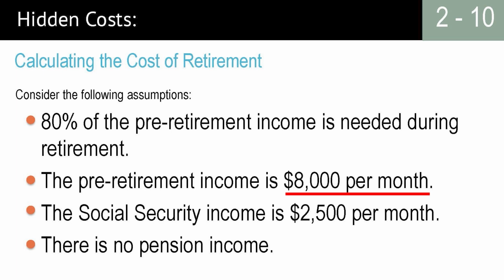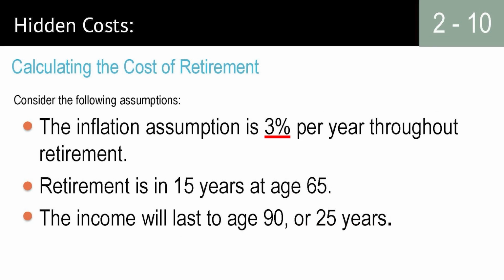They happen to know that in 15 years when they retire, their combined Social Security is going to be $2,500, and we're going to assume that they don't have a pension, because again, most people don't have pensions. Again, we're going to use 3%. Remember, they're going to retire 15 years from now at age 65, so they're going to live 25 years in retirement. They're going to make it to 90.